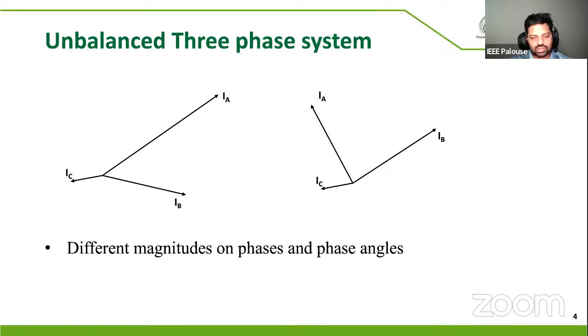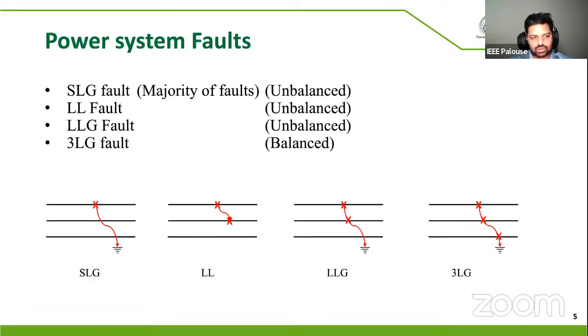So what causes these unbalanced three-phase systems? Power system faults. Our power system and power grid are always susceptible to different kinds of faults all through the day and all through the seasons. Here are some of the major faults listed on this slide.